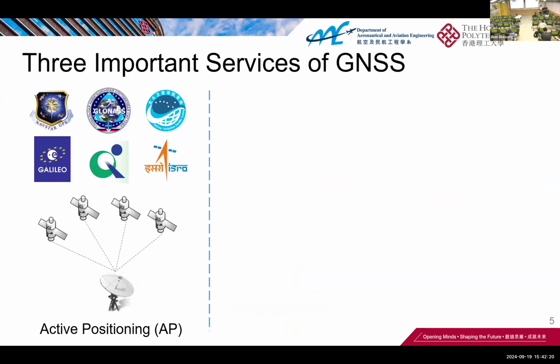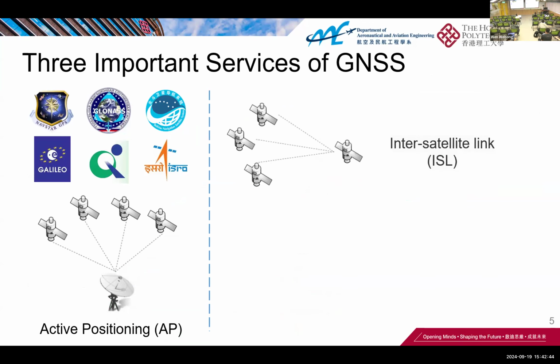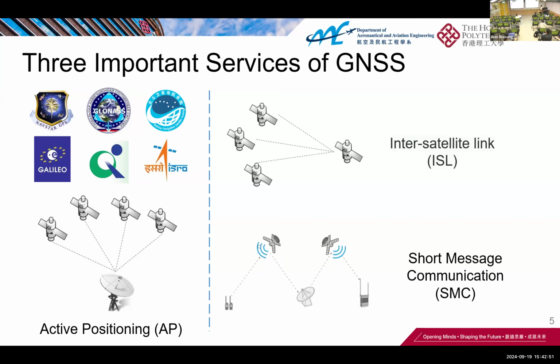There are 3 important services of GNSS. The first one is active positioning. For example, when we go anywhere with a smartphone, you can use GPS as long as you have satellite visibility, so you should be able to receive signals from the satellites. This is the so-called active positioning. Another service is the intersatellite link, for example with LEO satellites. Those two parts are not usually used. Also, you can use messages for communications.